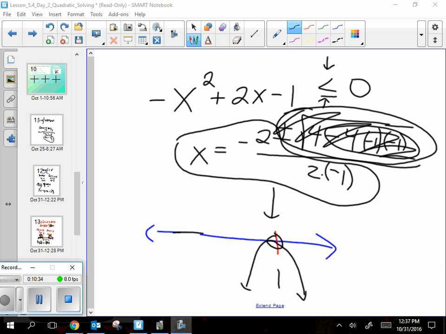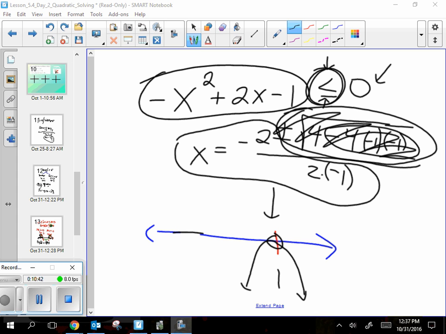Very good. So the question was, where is this function less than or equal to 0? So where is this function here below 0? Well, pretty much all the time. What about the spot where it touches? That's where it's equal to 0. So it even works then. So the answer is all reals.